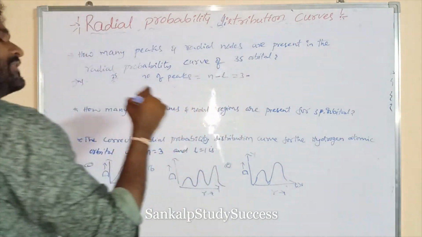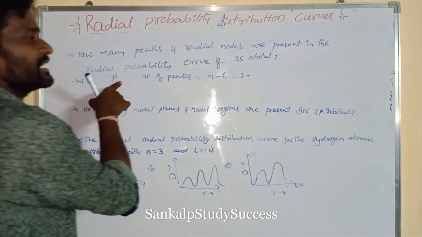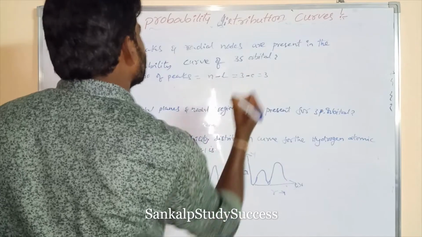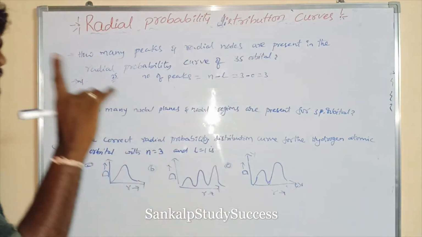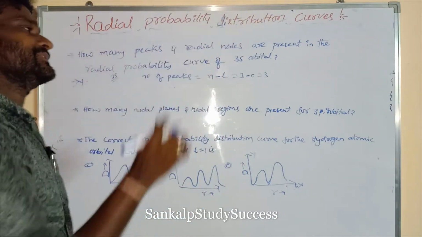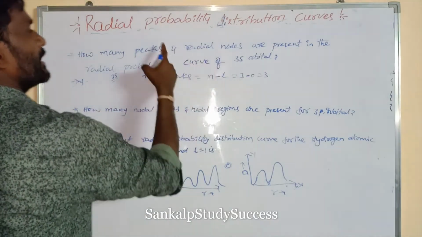If L is equal to 0, that is the s orbital. So this is the s orbital, and its L value can be taken as 0. So the number of peaks for the 3s orbital is 3. Per 1s orbital 1 peak, per 2s orbital 2 peaks, per 3s orbital 3 peaks. Similarly for the 4s orbital. And the number of peaks is over.